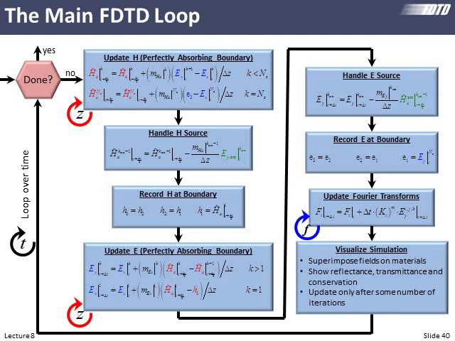But we may want to visualize this while it's running. I like to superimpose the fields on top of the materials. I like to show reflectance and transmittance, and especially the conservation. And we may want to speed this up. If we draw this every iteration, that will run very, very slow because the graphics is very slow. So maybe we'll choose to only update the graphics every 10 iterations, every 10 seconds, or something like that.